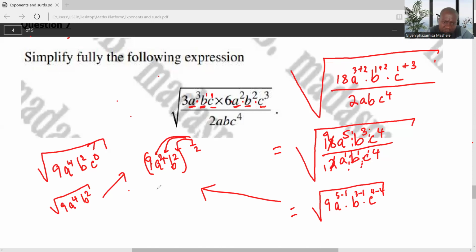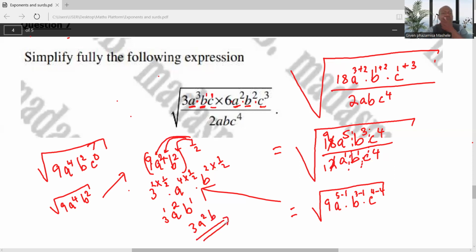And since we have this, we can multiply by half all over. But remember, 9 is the same as 3 squared. So if we multiply it by half, it will be 3 squared times half, times a to the power of 4 multiplied by half, times b to the power of 2 multiplied by half. And what is 2 multiplied by half? It's just 1. So it's 3 to the power of 1. And what is 4 multiplied by half? It's just 2. Then this one gives us 1. So what is the final answer? 3a squared b. It's the answer.